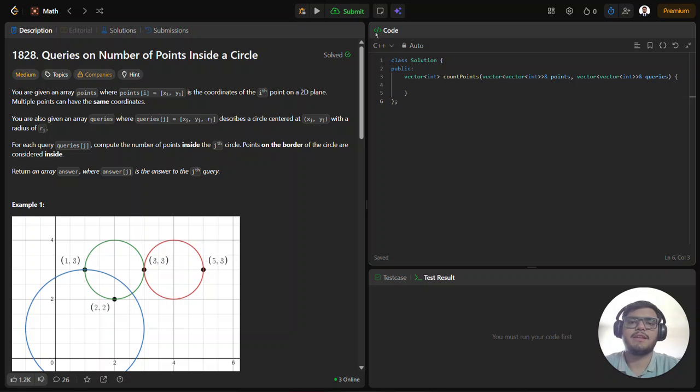Given a bunch of points and circles on a 2D plane, how do you efficiently count all the points that fall inside each circle without using any floating point math at all? So let's break it down.